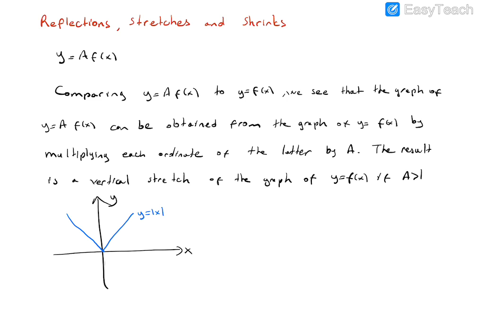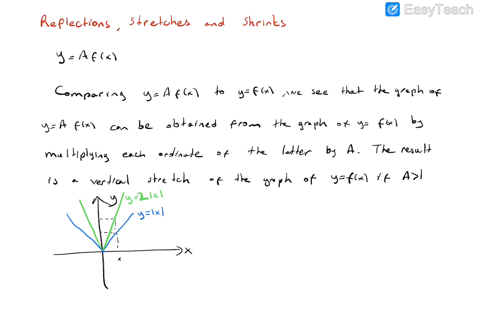For example, let's multiply by 2. So the ordinate value will be increased 2 times. For example, for this x value, now we have 2x, somewhere here. So the graph will be like this one. For the point 0, there is no problem. This is the same. So this is y equals 2 times absolute value of x. So we vertically stretch if a is bigger than 1.